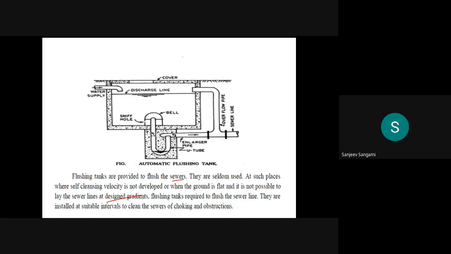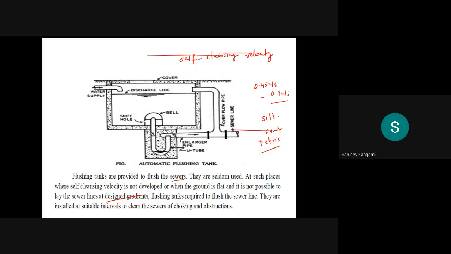One is that we already discussed the self-cleansing velocity. If the self-cleansing velocity is not developing, what I already said is that it should be 0.45 meter per second to 0.9 meter per second. If this much velocity is not there, then your silt, sand, whatever debris we are talking about, is going to settle at the bottom. If you are not moving it, it is going to choke the sewer lines.